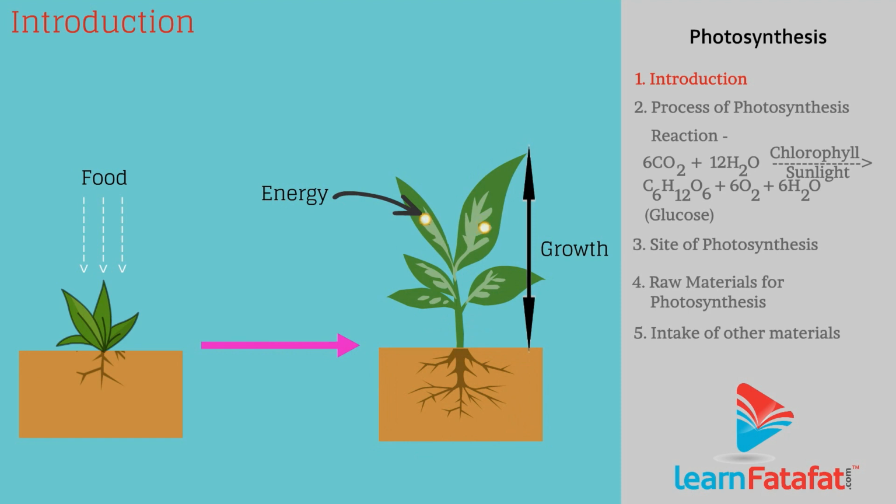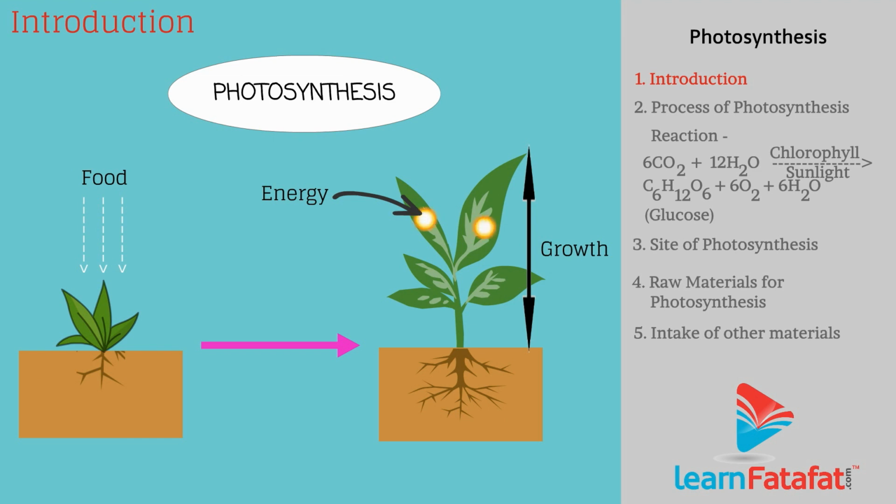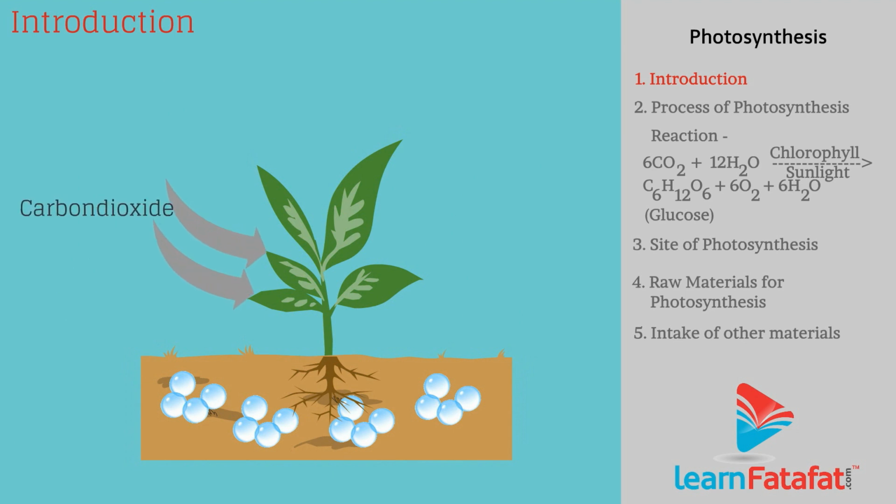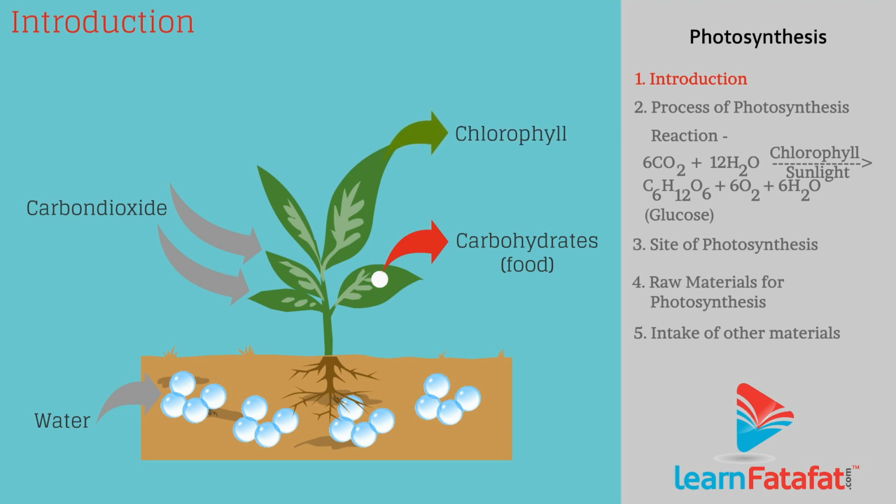Green plants obtain food by the process of photosynthesis. Plants absorb atmospheric carbon dioxide and water and convert this into food, that is carbohydrates, in presence of chlorophyll and sunlight. Chlorophyll is a green pigment present in chloroplast of the leaves.